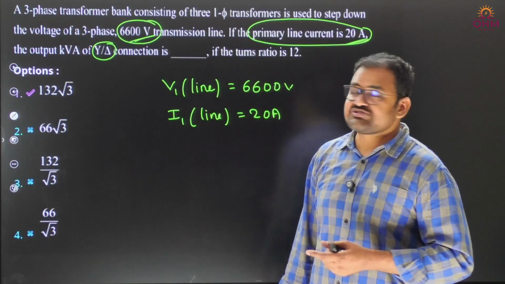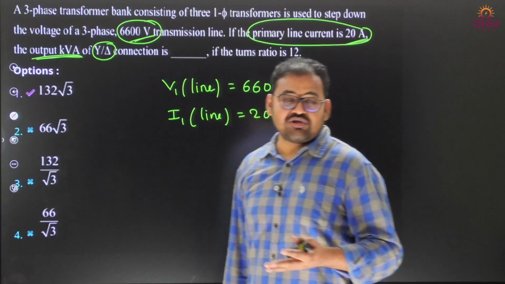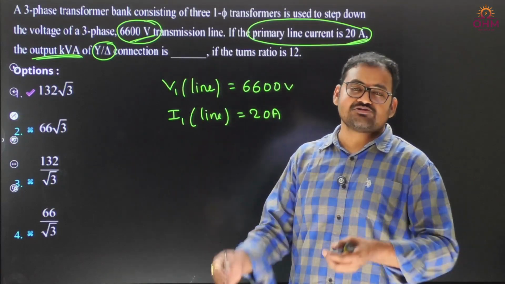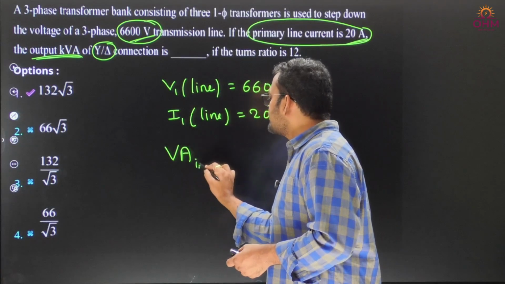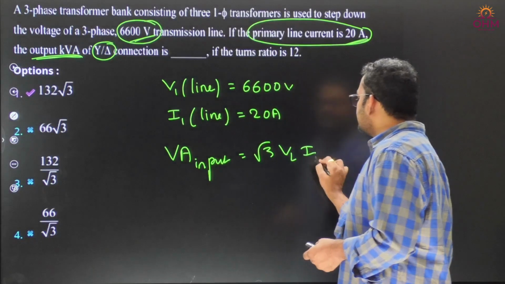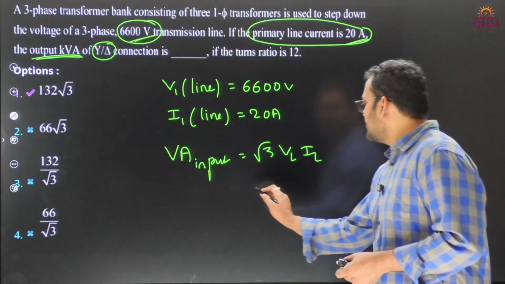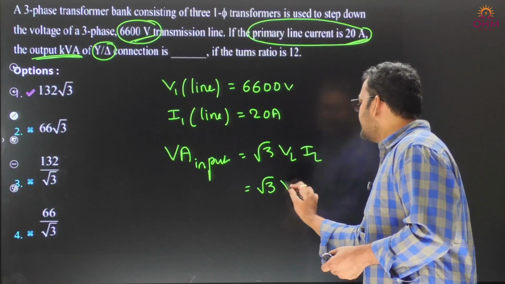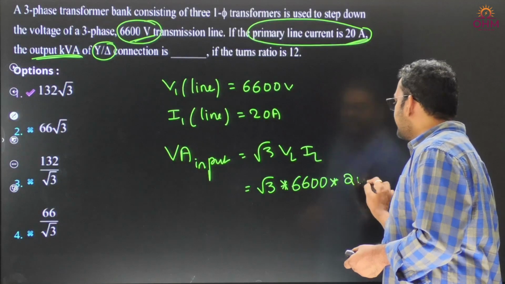We all know in a transformer, output kVA or input kVA both are same. So if I calculate input kVA, that is also equal to output kVA. So therefore, what is the VA rating input side? √3 VL IL. Definitely I can use this formula because it is a three-phase connection. So √3 into what is the line voltage? 6600. What is the line current? 20.